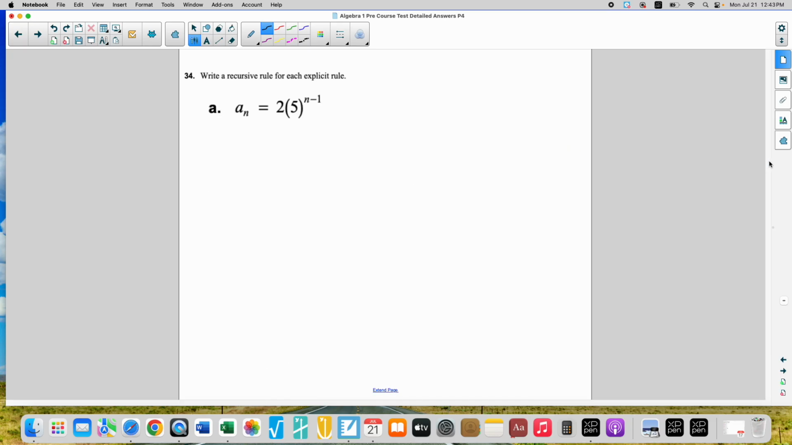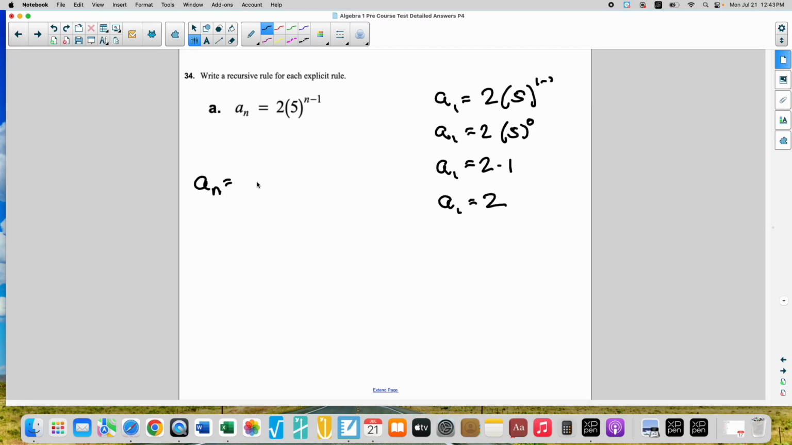All right. Write a recursive rule for each explicit rule. Okay, so what was the recursive to explicit? I think we have to find a sub 1, yes. So let's do the first. I think this is good. What is the first term in the sequence? The first term in the sequence is going to be 2. So we would have a sub n equals 2.